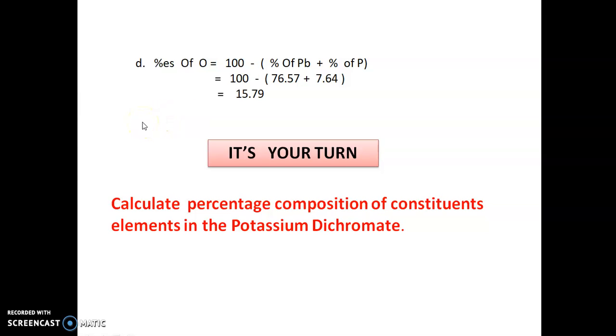So in this way we calculate the empirical formula, then from the empirical formula we calculate the empirical mass, and from the empirical mass we calculate the molecular formula. Also, we are able to calculate the percentages of constituents present in that formula. Okay, so now it's your turn to calculate the percentage composition of the constituent elements in potassium dichromate.